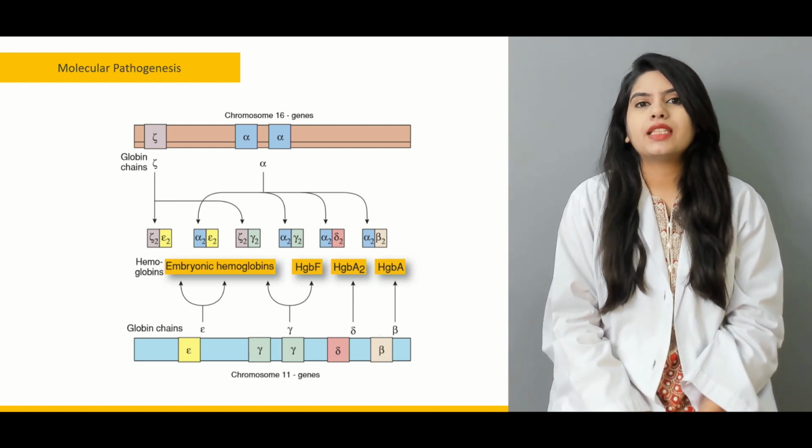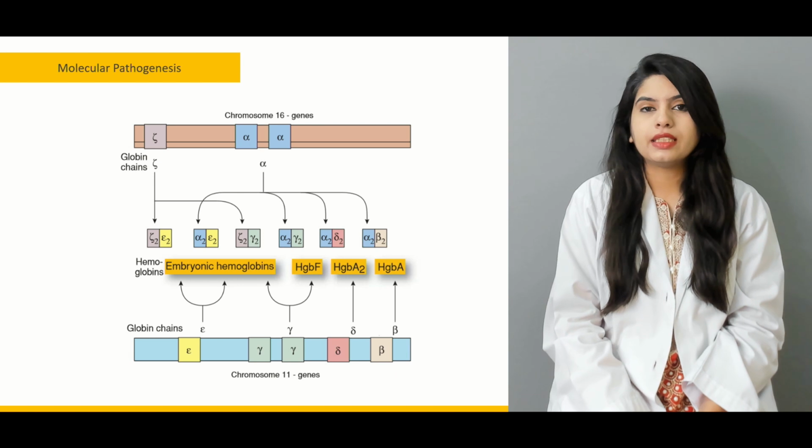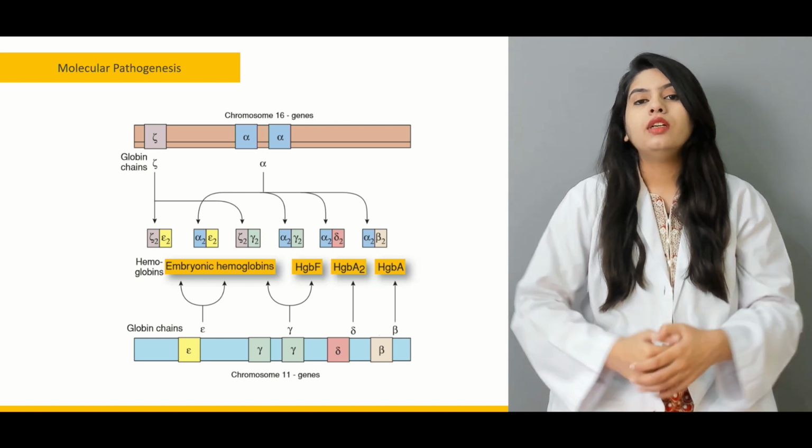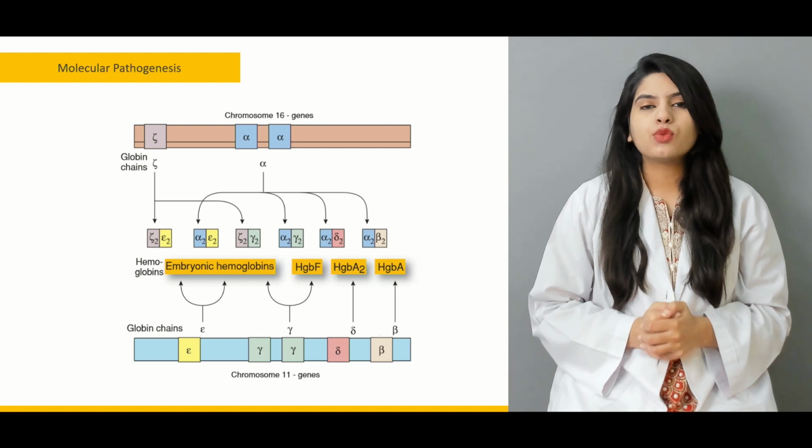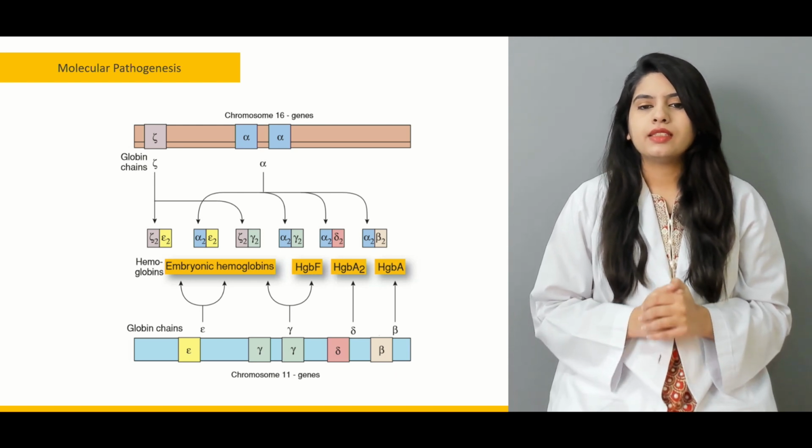Whenever there is some inherited defect in these genes, that will lead to an alteration in the structure of hemoglobin, and that will lead to the defect called thalassemia.